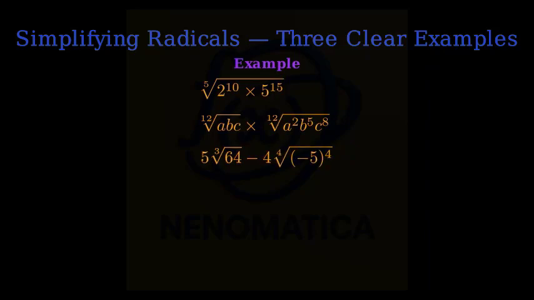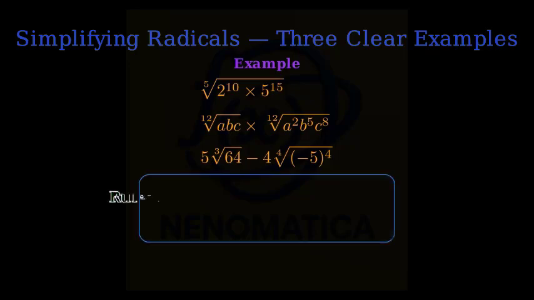First, the fifth root of 2 to the 10th times 5 to the 15th. Second, the 12th root of abc multiplied by the 12th root of a squared b to the 5th c to the 8th. Third, 5 times the cube root of 64 minus 4 times the fourth root of negative 5 to the 4th. Example 1.